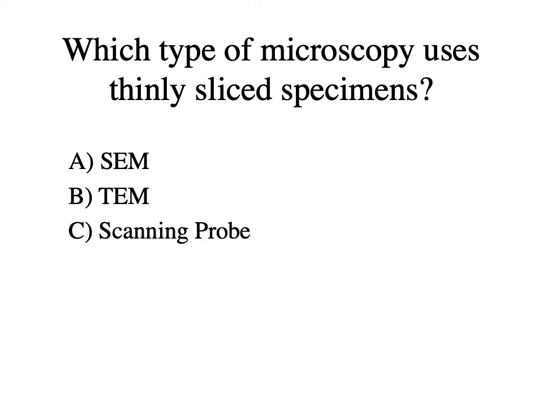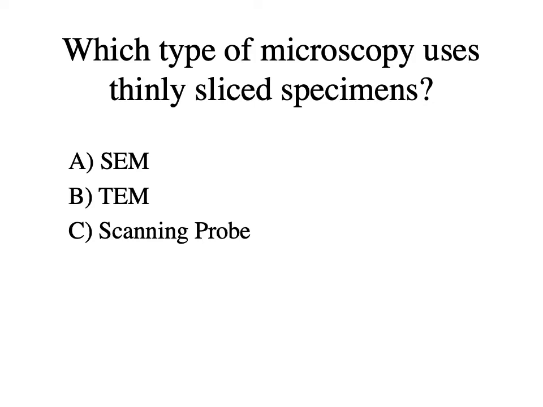Which type of microscopy uses the thinly sliced specimens? Is it A, SEM, B, TEM, C, scanning probe? Thinly sliced specimens are from TEM, transmission electron microscopy. That is TEM, thinly sliced specimens, B.